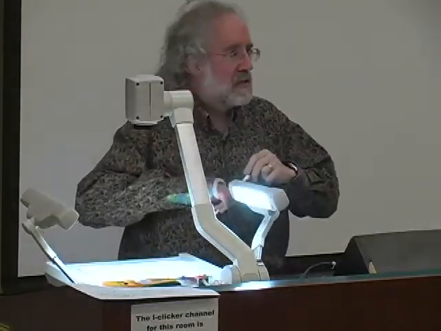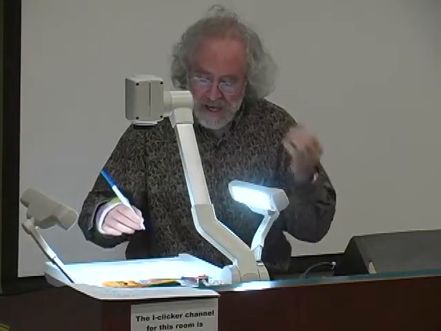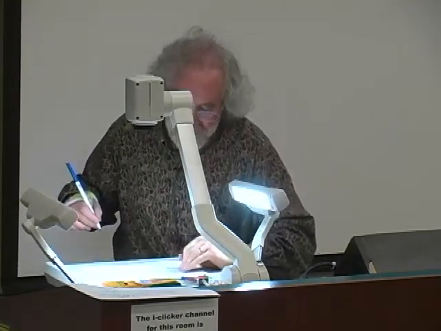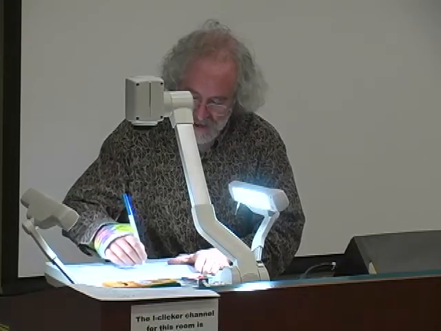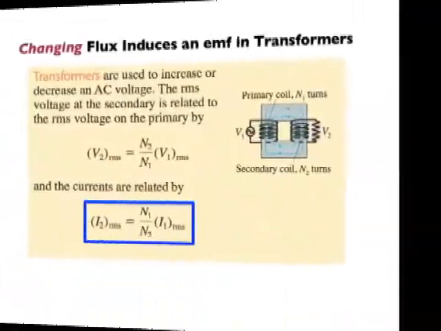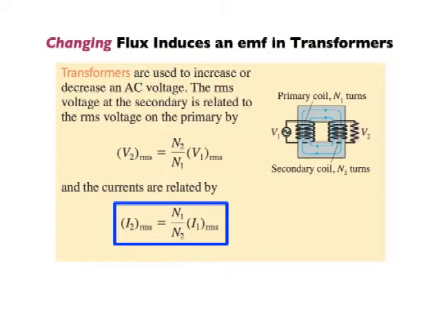First off, I want to look at the current. Now, the changing flux being the same in both loops gives us this voltage relationship, and you can look in the textbook to see how that works. But if I have a changing current, if I have an AC circuit, voltage changes in the transformer, the current changes as well, and it looks like this. The current in the secondary is N1 over N2 times I1. It's opposite the voltage relationship.